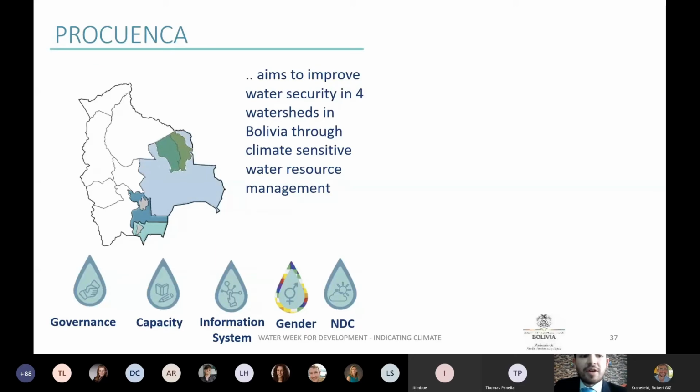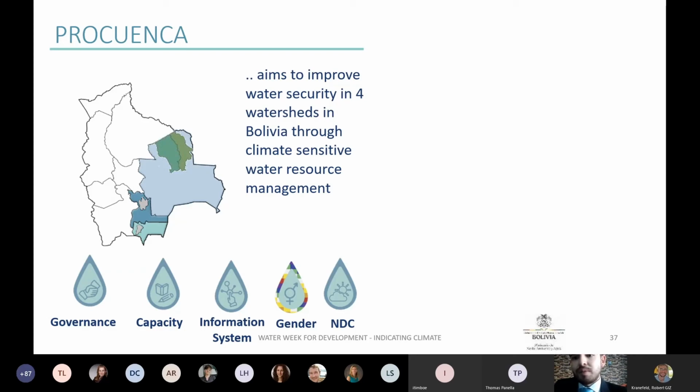Here we can see the 5 components, which are governance, capacity, information system, gender, and NDCs. At the national level, the program aims to reinforce the political, regulatory, and institutional framework through institutional arrangements that promote consistent methods for monitoring approaches and data management. Multi-stakeholder platforms are being established in two strategic catchment areas, which are the Guadalquivir catchment and the Acero catchment. These are the ones in the map here. Acero is in Chuquisaca and Guadalquivir is in Tarija.